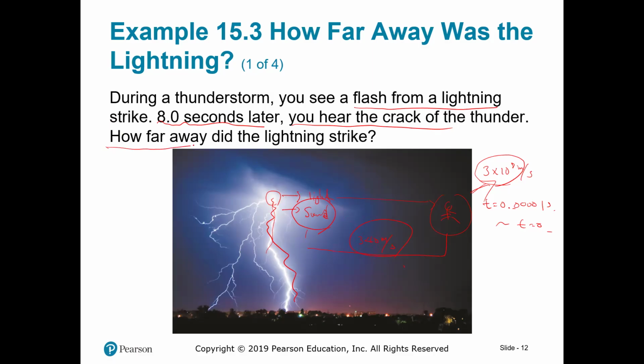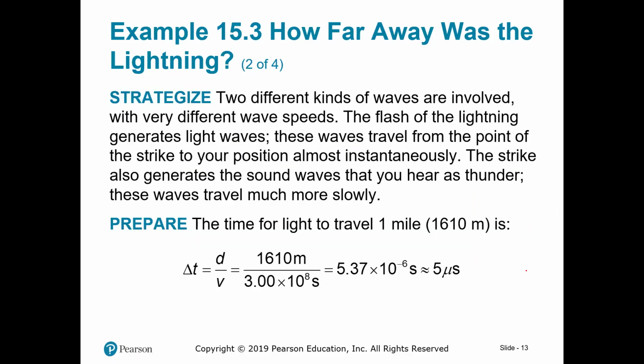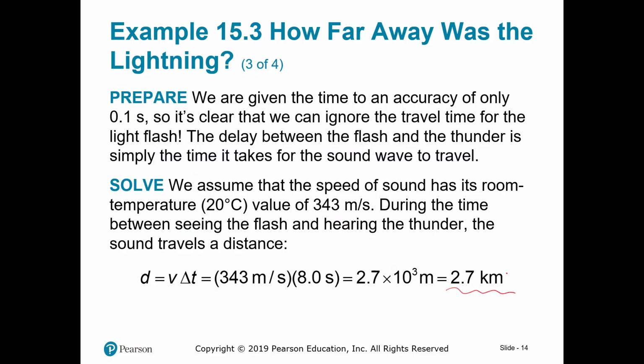So how far away did the lightning strike? Simply, sound travels 340 meters per second. So 8 seconds later, it travels this distance, right? So the answer is 2.7 kilometers, because it roughly travels 340 meters per second, and 3 times 340 is about 1 kilometer, I'm sorry. So that means every 3 seconds you can assume the thunderstorm is 1 kilometer away.